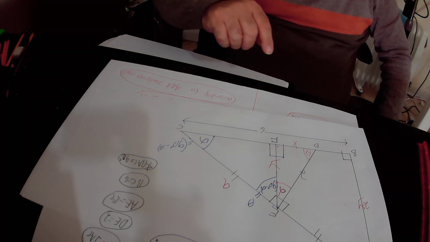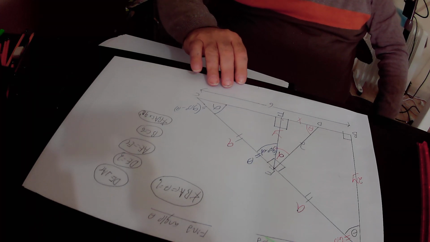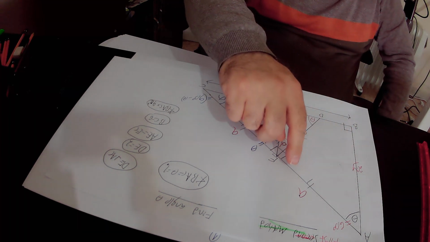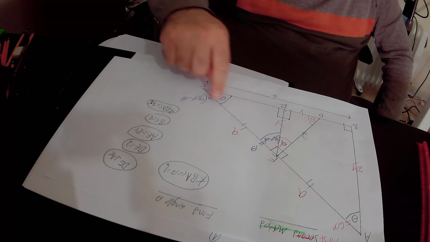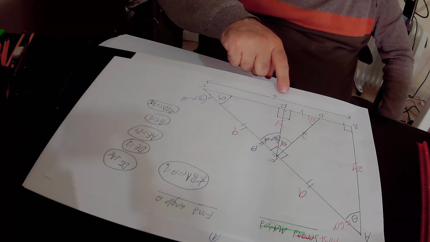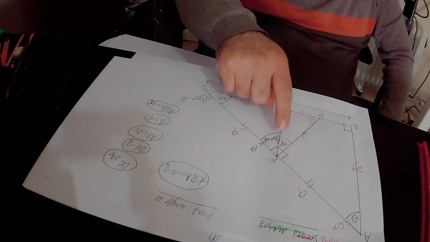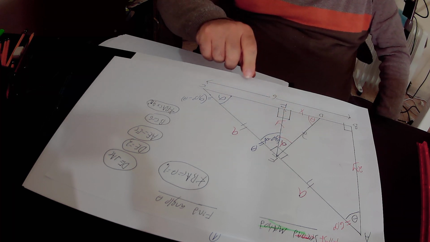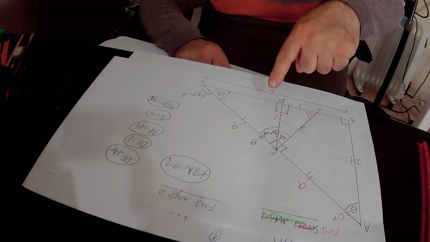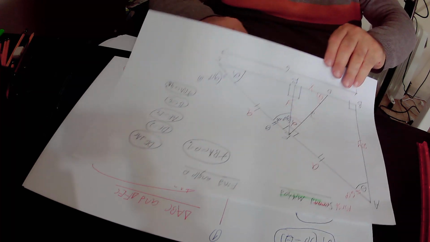Then we defined AE as a; EC will also equal a because AE equals EC. We defined DF as x and EF as y. Then we proved that the right triangle ABC is similar to the small right triangle FEC.